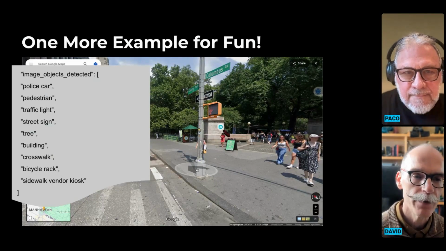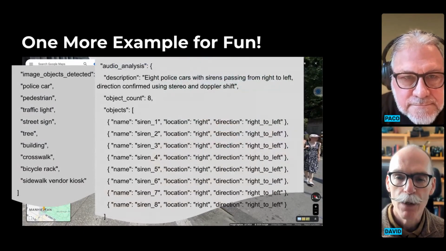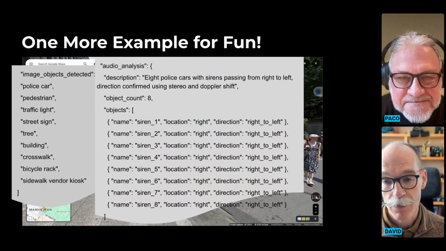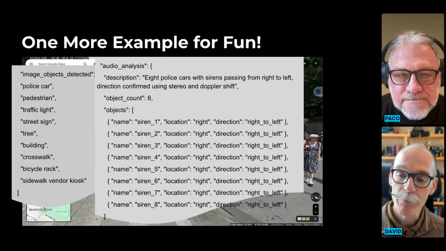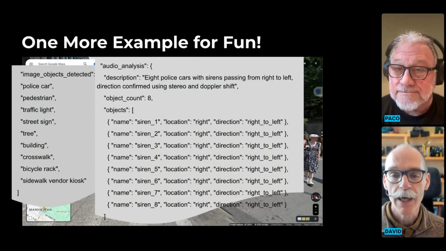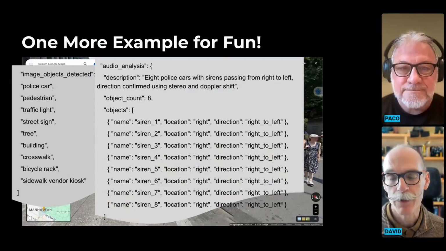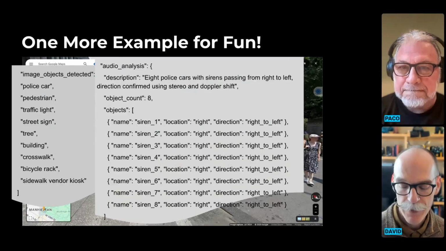You find the sort of objects you would expect, but now we were able to also analyze the audio, and we heard not only that there were some kind of police cars or emergency vehicles going, but we can count them because of that Doppler shift. And not only can we count them, but because of the stereo analytics, we could tell they were coming from the right of the observer of this picture and going to the left.